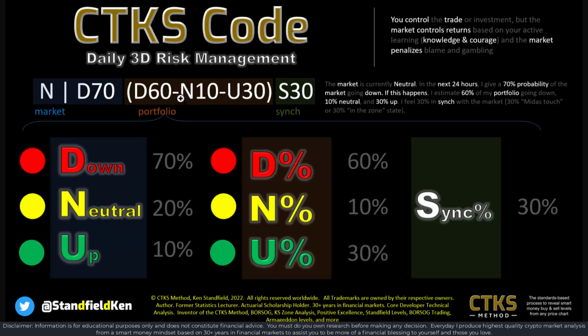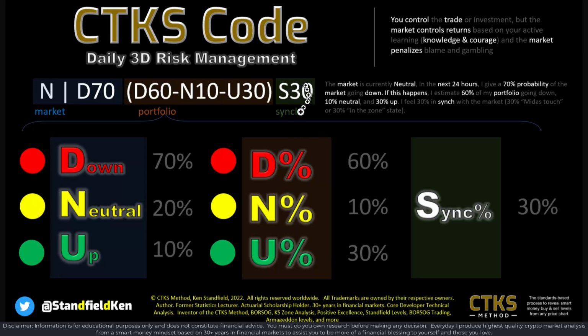Then you need to think about your portfolio. What do you think that you will do if the market goes in that direction? How do you think your portfolio will manage? What percentage of your portfolio would go down, stay neutral, or go up? And if the market is going down and you have inverters in your portfolio, they'll go up.